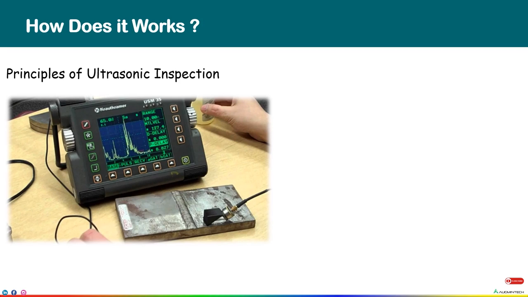Ultrasonic inspection uses a piezoelectric transducer connected to a flaw detector, which in its most basic form is a pulser receiver and an oscilloscope display. The transducer is passed over the object being inspected, which is typically coupled to the test object by a gel, oil, or water. This couplant is required to efficiently transmit the sound energy from the transducer into the part.